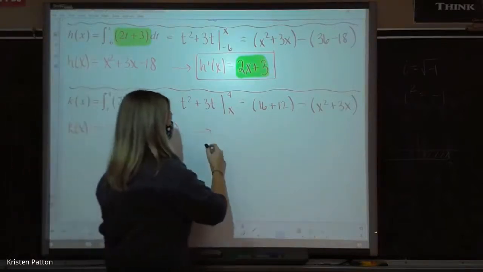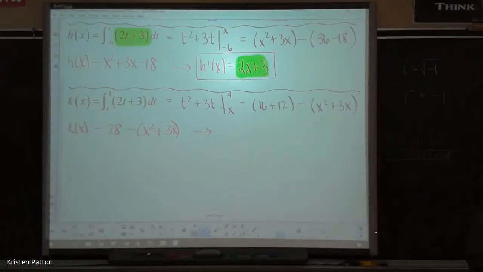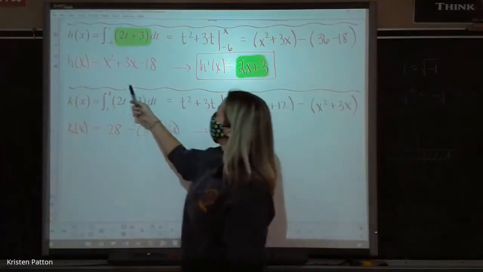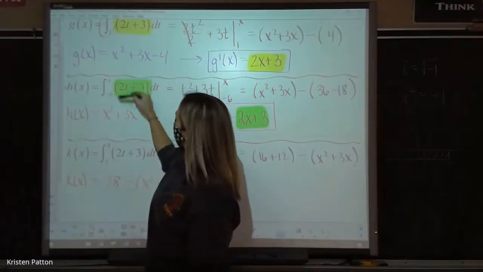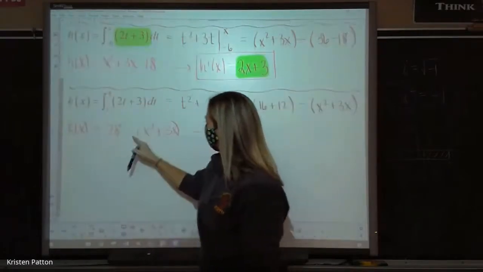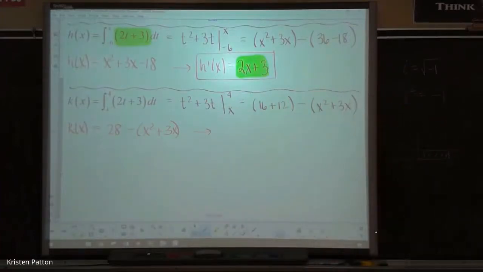That's my function. Now it's different than the first two, isn't it? It's close, but what's different about it? These two were x squared. X squared. What's this one? Negative. A negative x squared. So the function is slightly different. It's not an opening up parabola, now it's opening down.